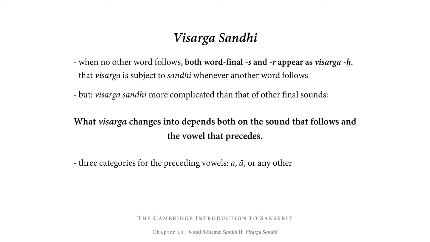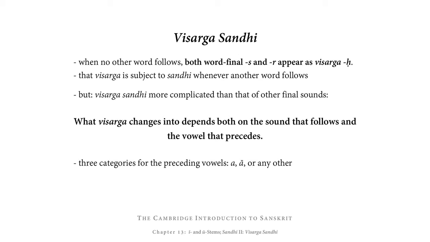And now for something completely different, namely Visarga Sandhi. Two chapters ago, we looked at the sandhi of words that ended in consonants. Now, as the subject line suggests, we're going to look at the sandhi of words that end in visarga. And the basic thing that we need to know here is that when no other word follows, both a word final S and a word final R appear as visarga, so appear as ḥ. However, that visarga is then subject to sandhi whenever another word follows.